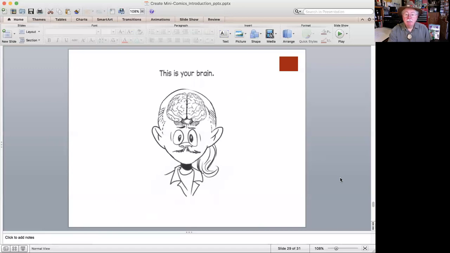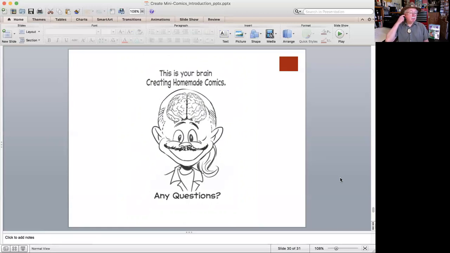This is your brain. This is your brain creating homemade comics. And if you have any questions at all, I will probably be doing a question and answer period, or maybe we'll do something here at the end of the 2 weeks of the period that you're studying comics and learning how to do mini comics.